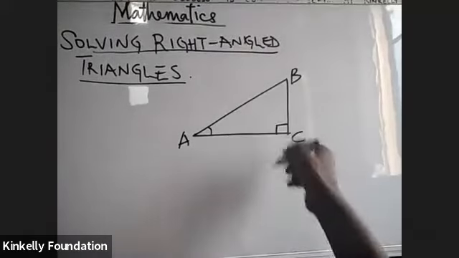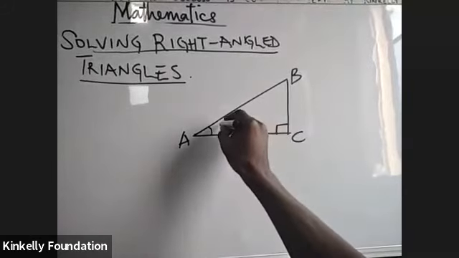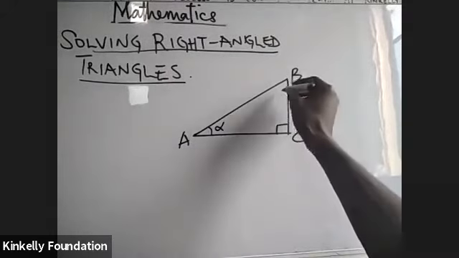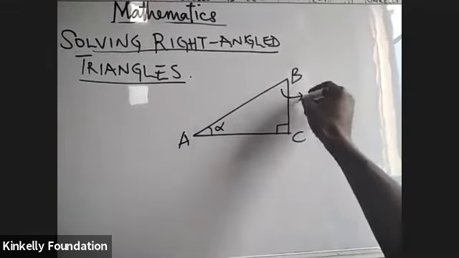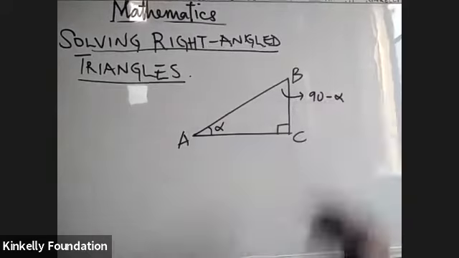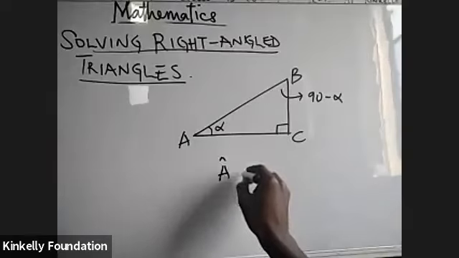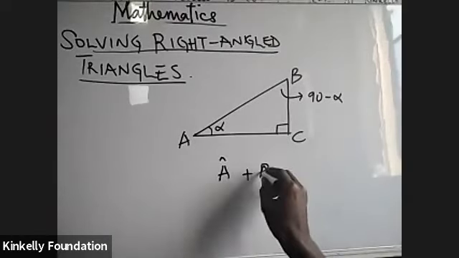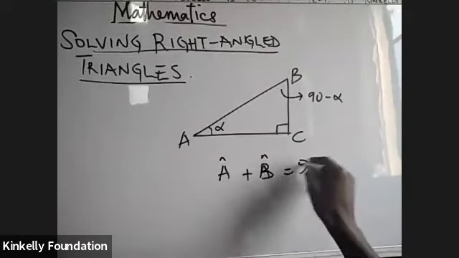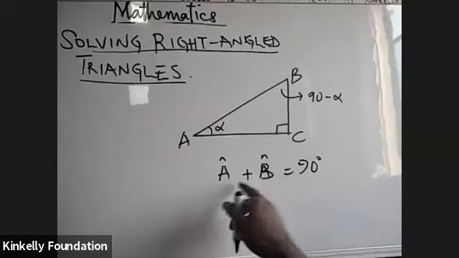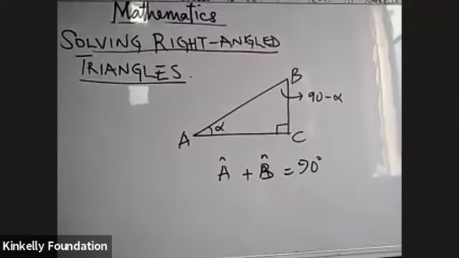Now, considering this triangle, if A is equal to alpha, B will now be 90 minus alpha. The reason for this is because angle A plus angle B is equal to 90 degrees. They are complementary angles. When you add these two plus this will give us 180, which is the sum of angles in a triangle.